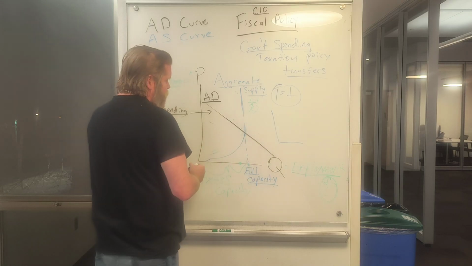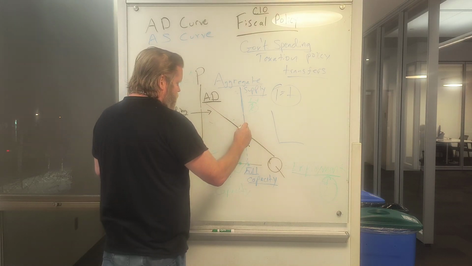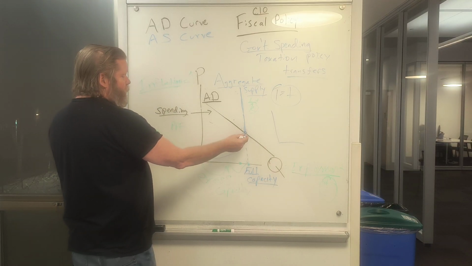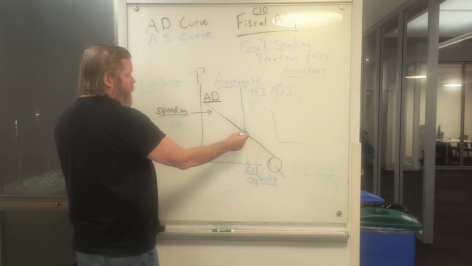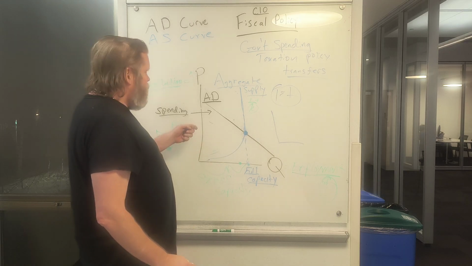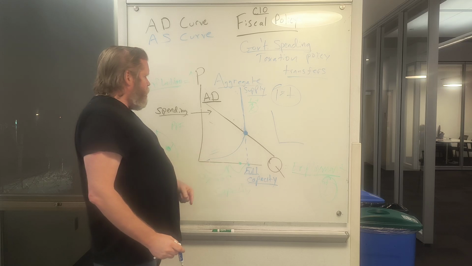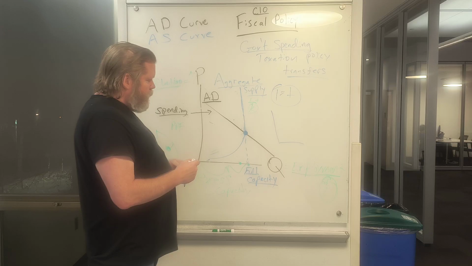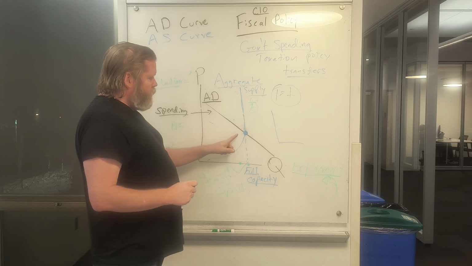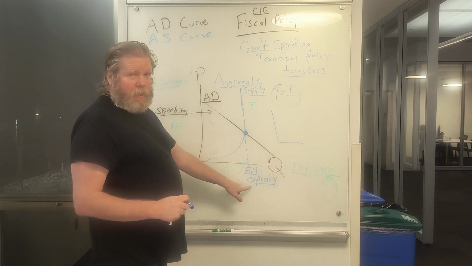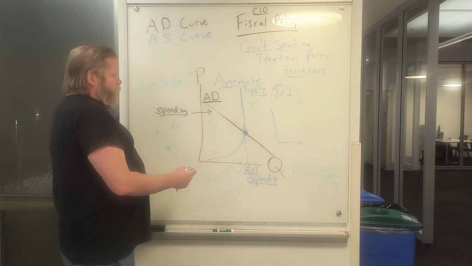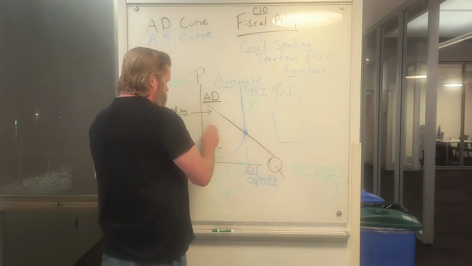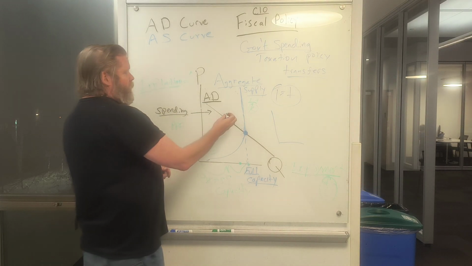So right here, basically, society is at full capacity. Aggregate demand is equal to full capacity. All of the spending in the economy is equal to society's output at full capacity. Okay, so here everything's hunky-dory. And we're going to get to what happens if it shifts this way a little bit later.